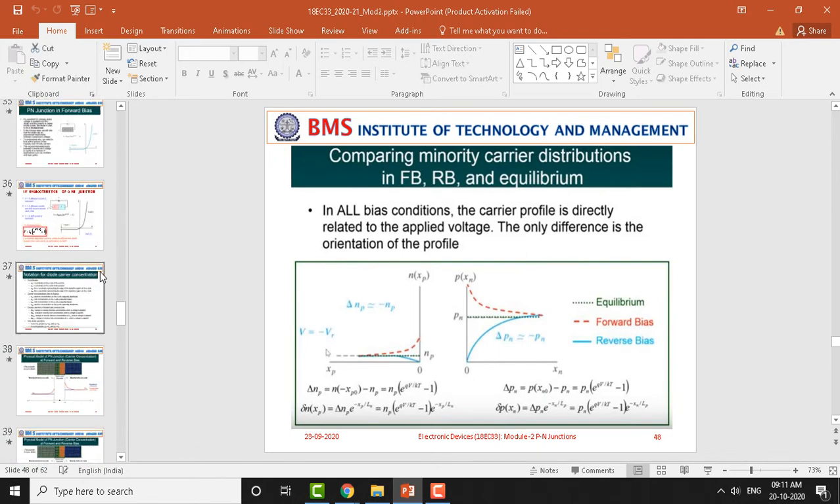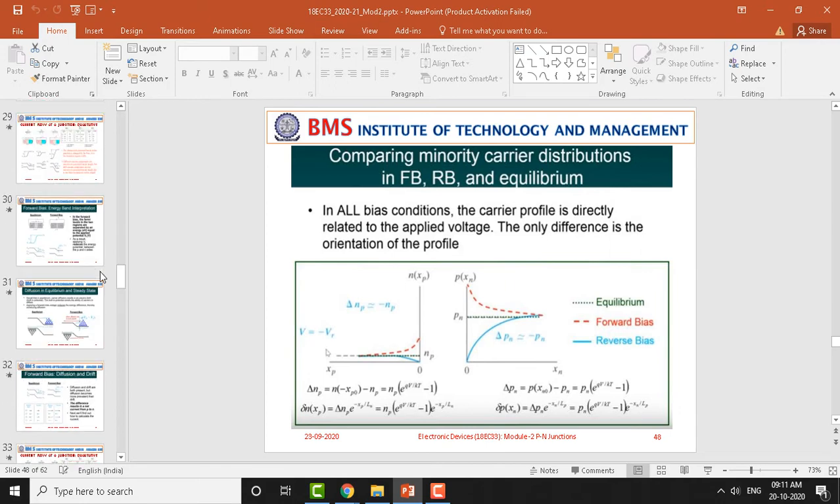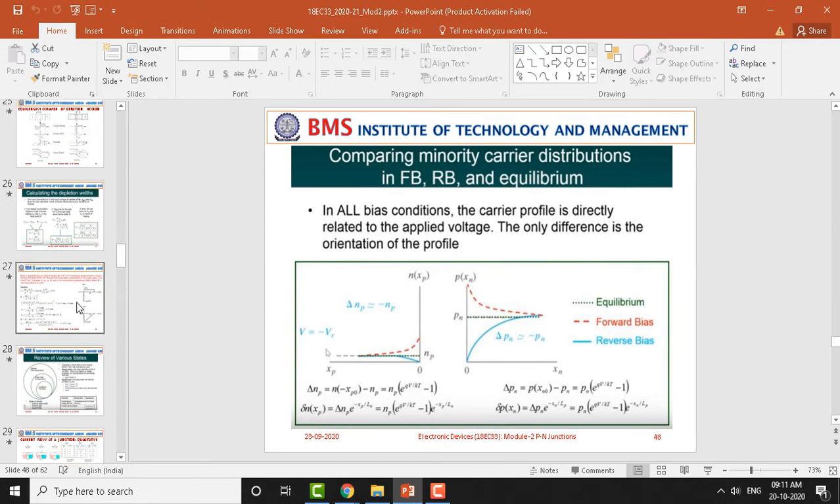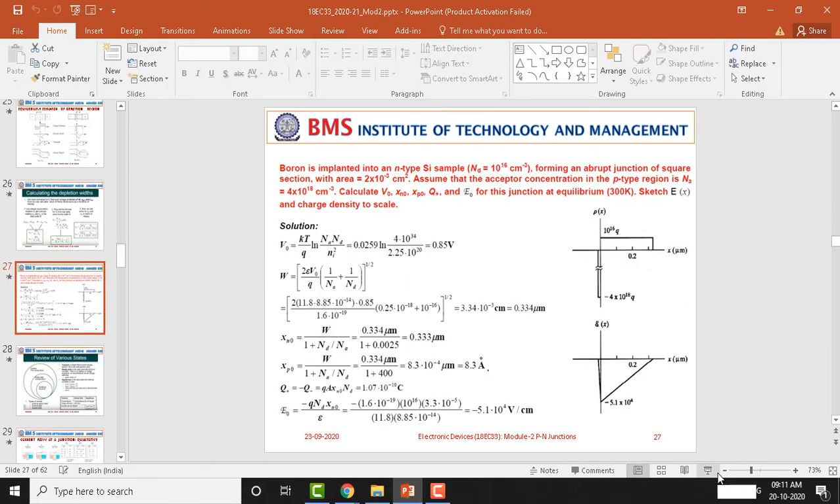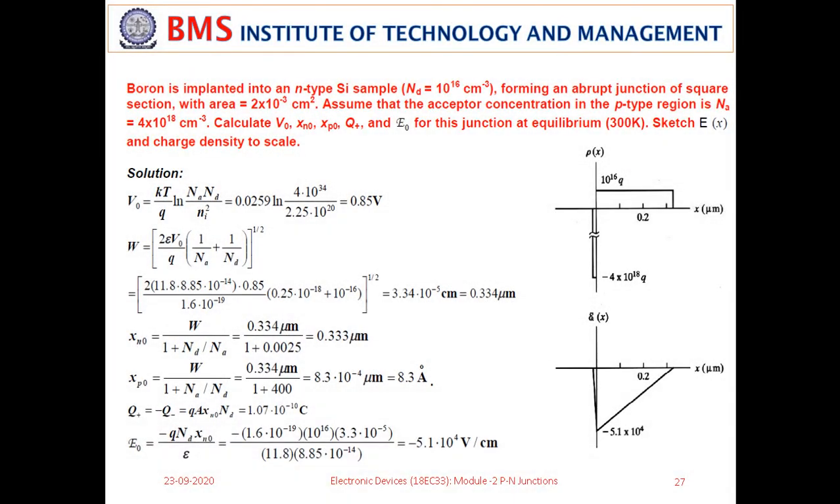Usually in examinations you may get problems of this sort. Let us start. There are a number of problems in the textbook, so kindly go through them. This is a problem. Boron is implanted into an n-type silicon sample. Nd is the donor ion concentration, not diffusion.